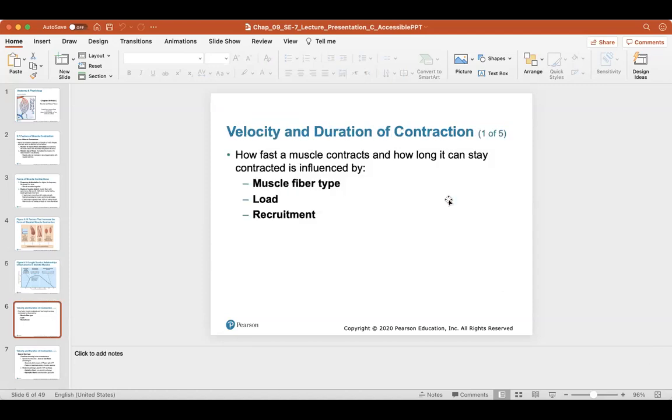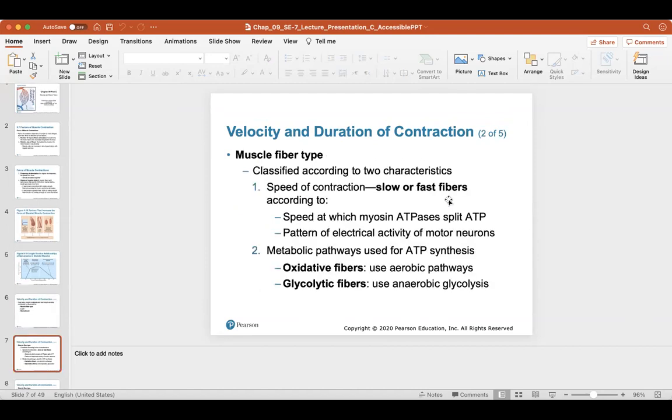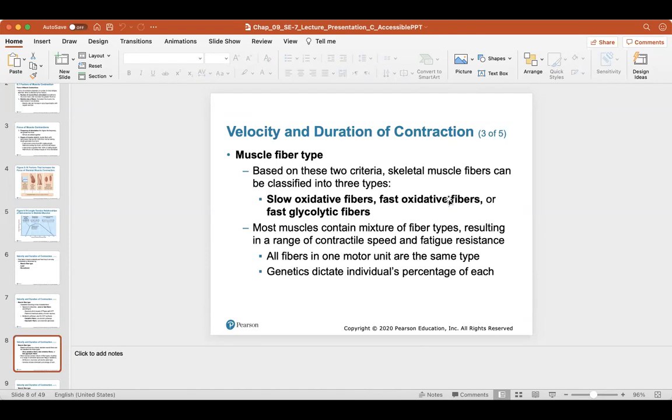So how fast a muscle contracts and how long it can stay contracted is influenced by the muscle fiber type, the load, and the recruitment. The muscle fiber type is classified by either the speed of contraction, slow or fast fibers, and then the metabolic pathway, whether they're oxidative fibers using aerobic pathways or glycolytic fibers using anaerobic glycolysis. The muscle fiber types are slow oxidative fibers, that's one type of muscle fiber, or fast oxidative fibers, or fast glycolytic fibers.